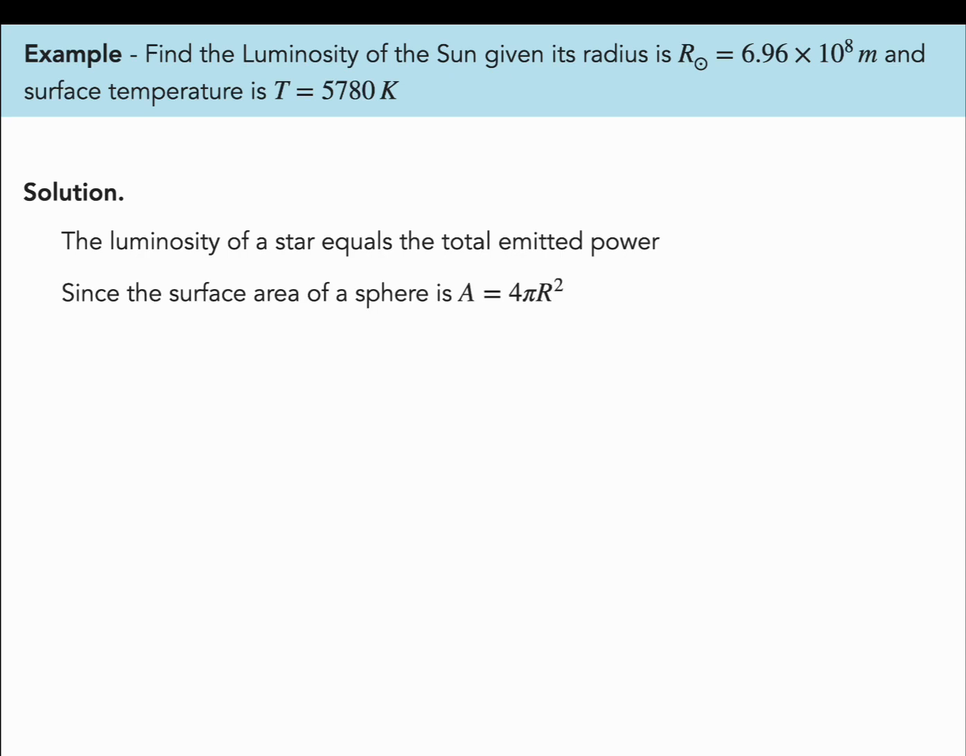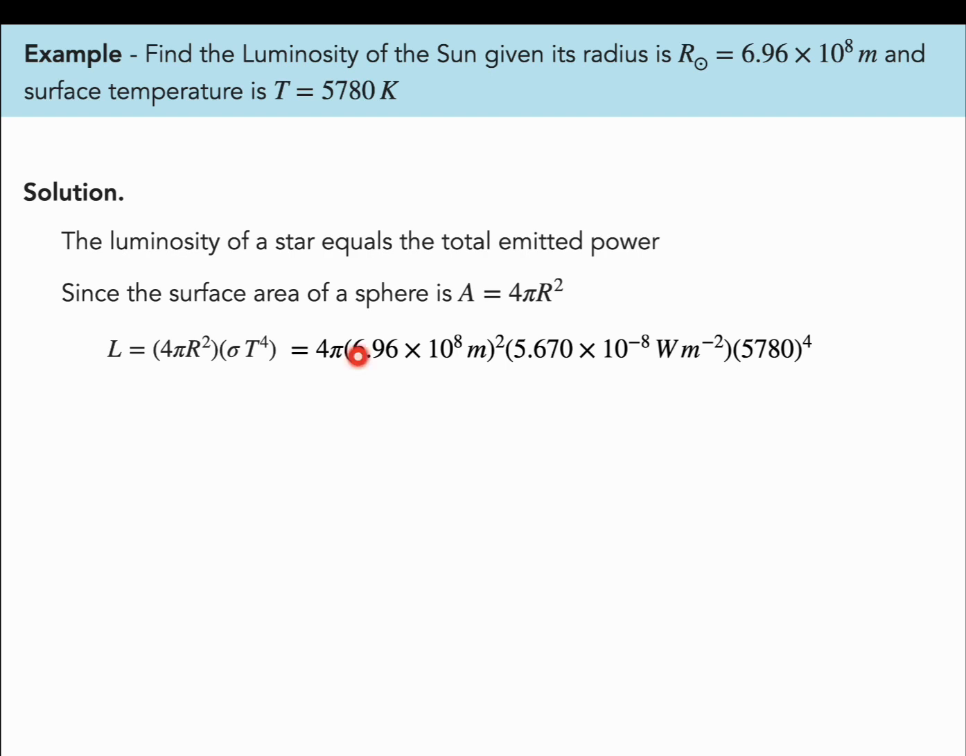So we use the same relationship we just had. We'll take the area that is radiating. It's just the surface area of the sun, the surface area of a sphere. Since the surface area of a sphere is 4 pi r squared, we plug that in for the area, multiply that area by the flux, and we get this very useful expression that relates the luminosity of a star to its radius and temperature.